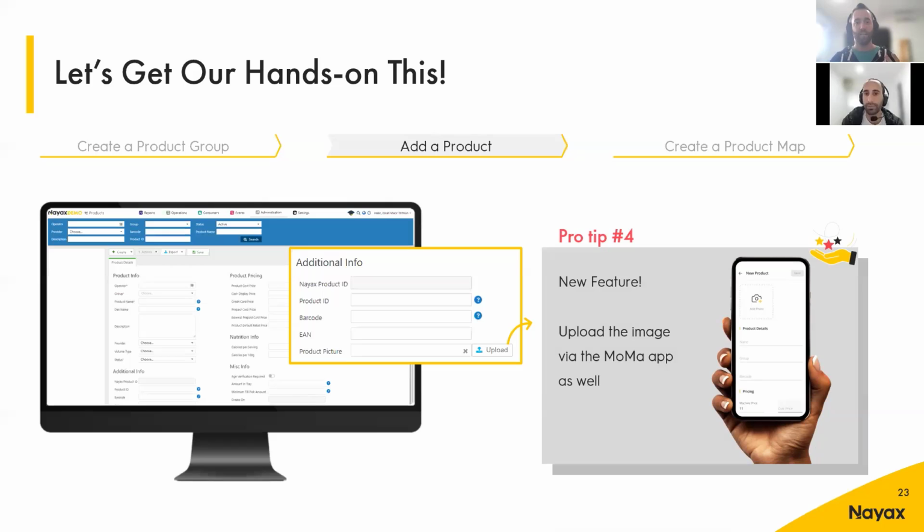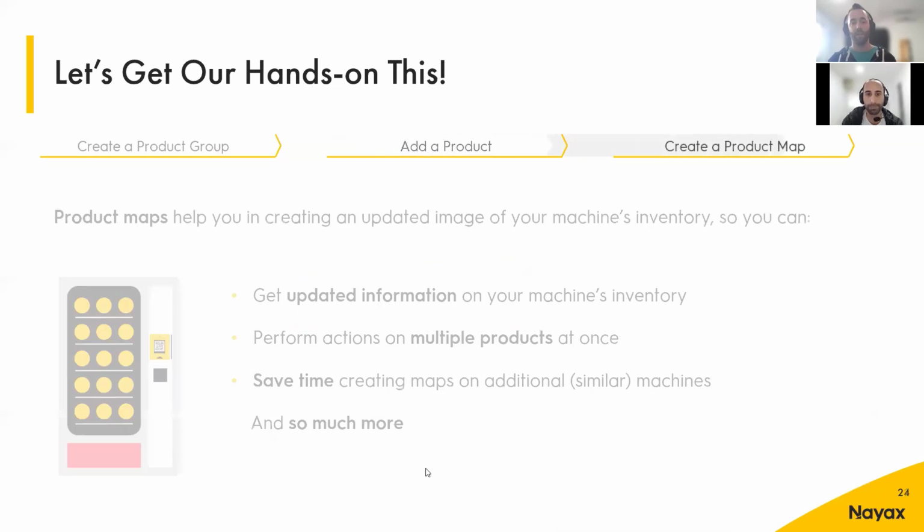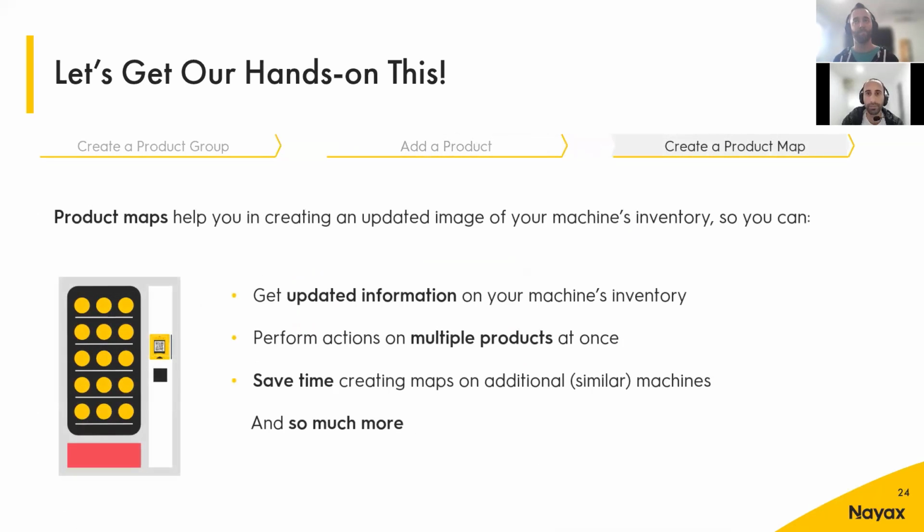And that basically, once we click on save, sums up the information that we need to know on how to create product groups and how we can create a product and associate that with a product group. So from here, our third topic is to create a product map. Now here, we will access that information after we have product groups ready and after we've added enough products.